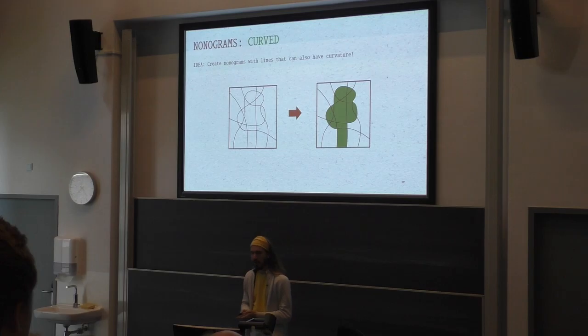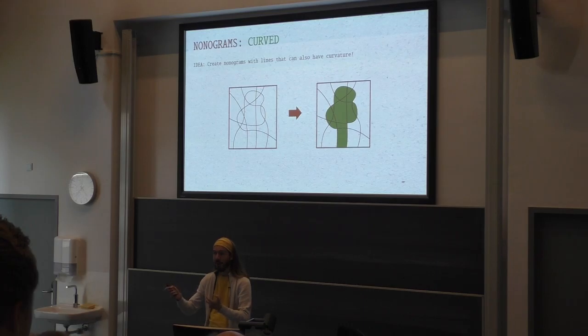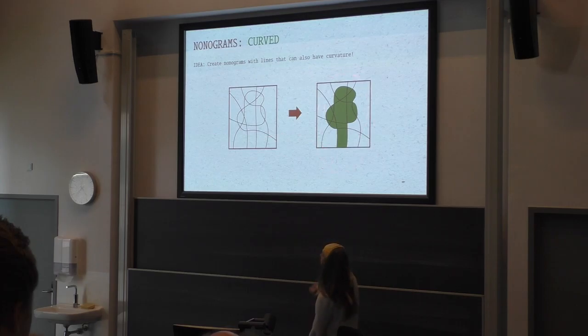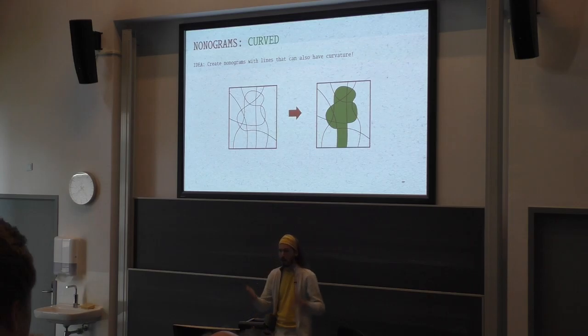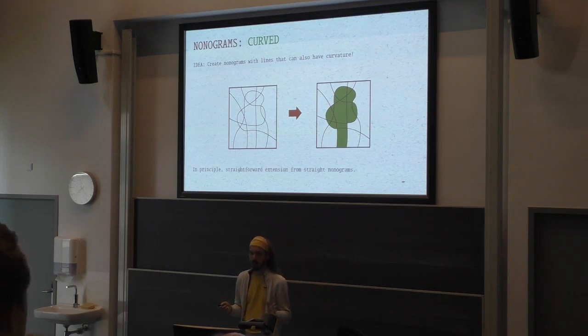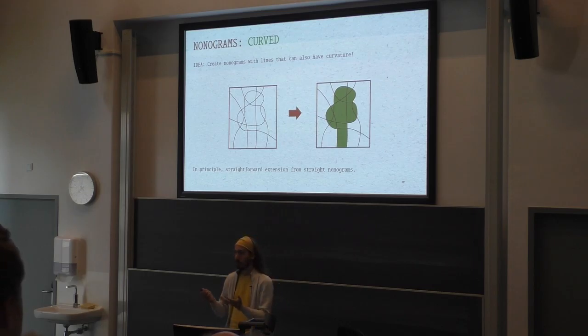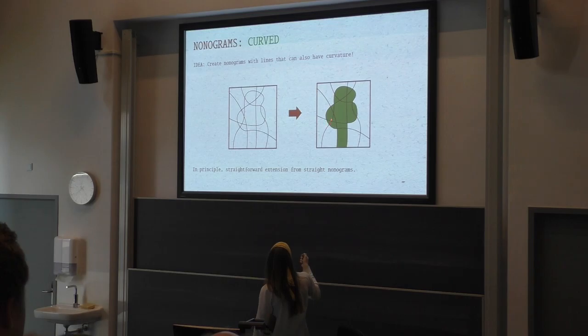So this is an arrangement of curves where I can color a set of cells of the arrangement such that this forms a picture. With slanted lines, I could make a nice house with a straight but slanted roof. Now I can even make things like trees, which have curves. In principle, no problem. I can just do this, and I can still use the same way to give clues as for my slanted nonograms. I can follow one of these curves and just count the adjacent cells.